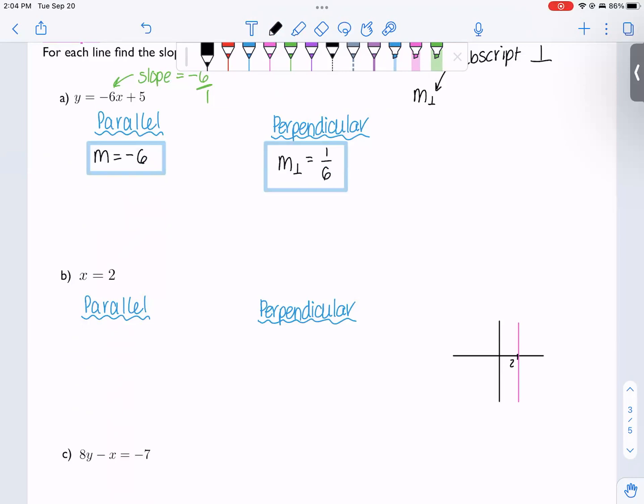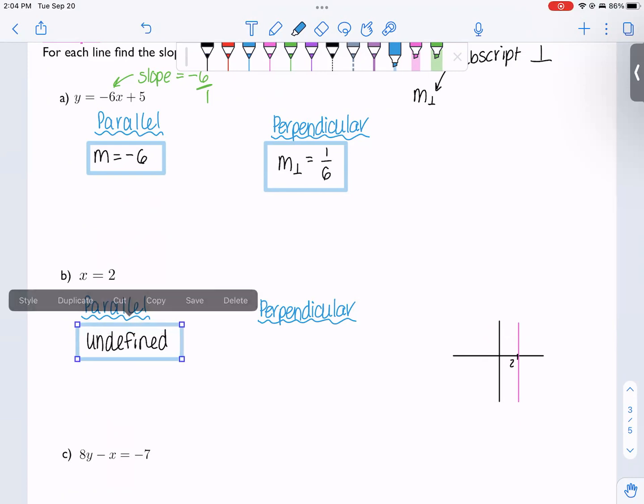If you think about the little car, it can't drive on this line because it has no slope. So all parallel lines are going to have an undefined slope. In fact, all parallel lines are going to be x equals a number, because all the parallel lines are going to be other vertical lines.